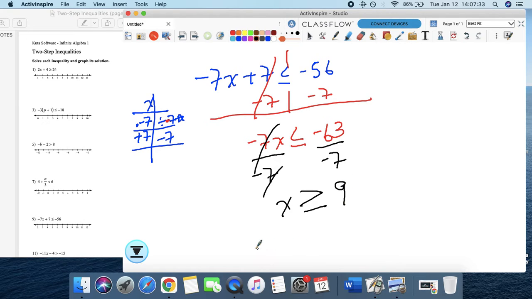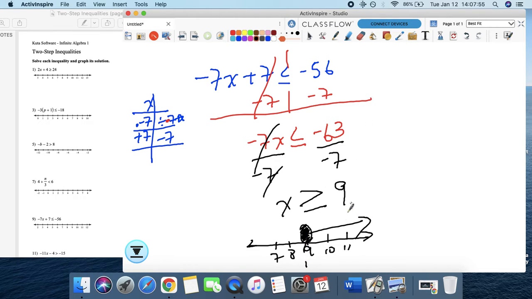So x has to be greater than or equal to 9. 9, 10, 11, 8, and 7, 0, no, sorry, 0 circle. We want numbers greater than or equal to 9, so 9 is shaded because it's part of my solution, as well as every number that is to its right.